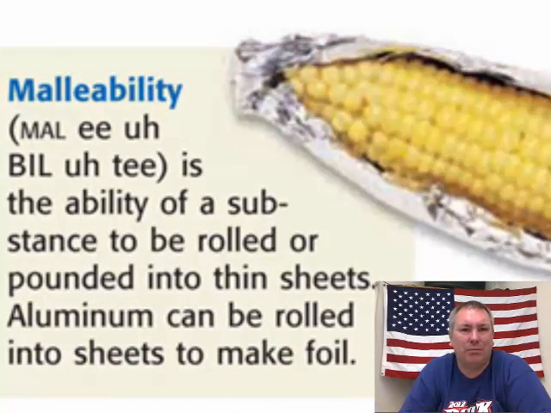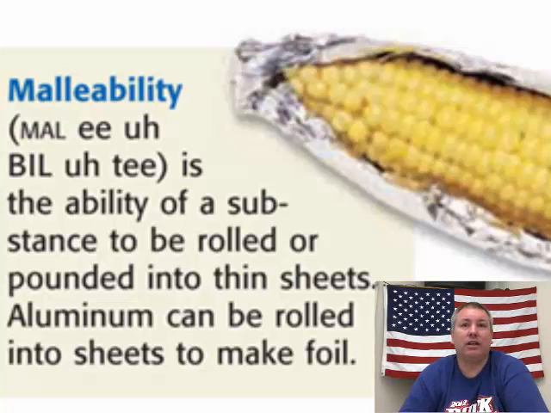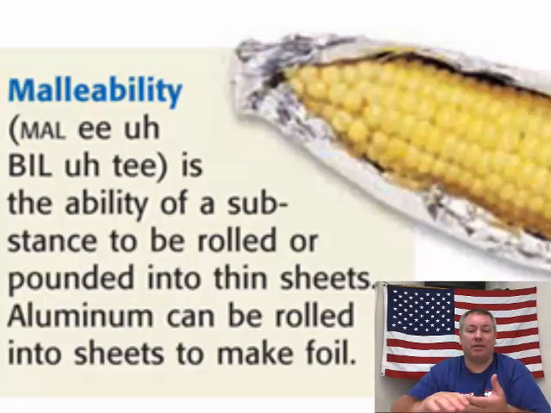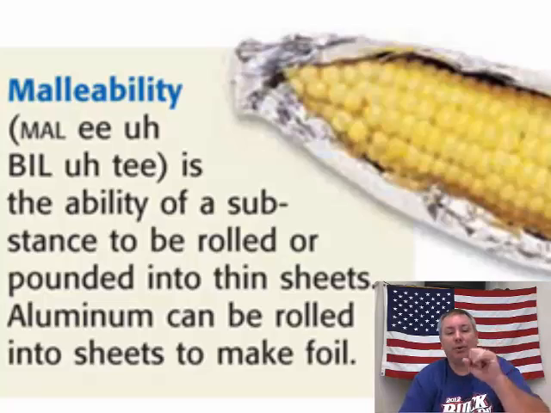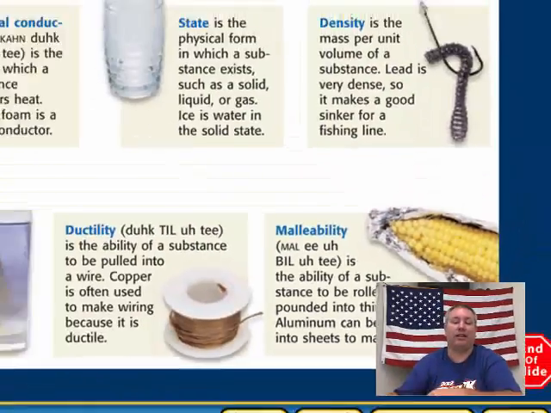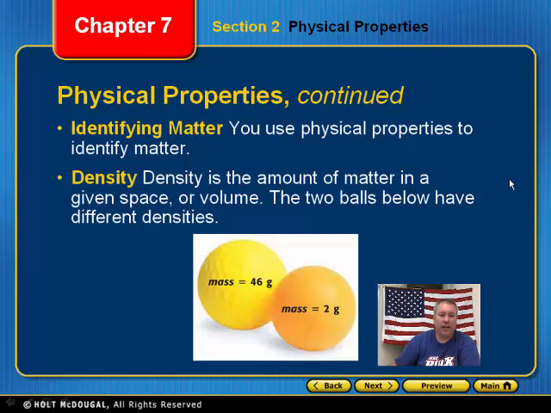And last is malleability. Malleability is the ability to pound something into sheets, and it still remains that substance. So when we talk about ductility and malleability, we really talk about metals, because metals are the main ones that are ductile and malleable. In other words, they're able to be pulled into a wire and they're able to be pounded into flat sheets. So when we talk about physical properties, we have to identify the matter.